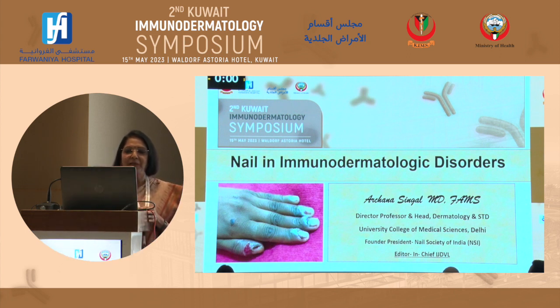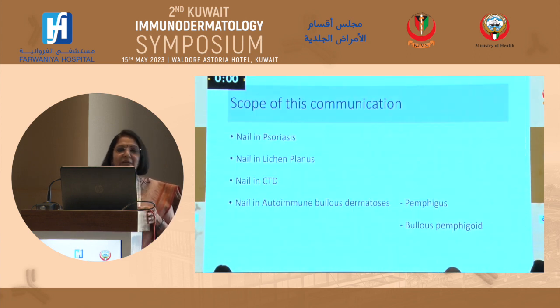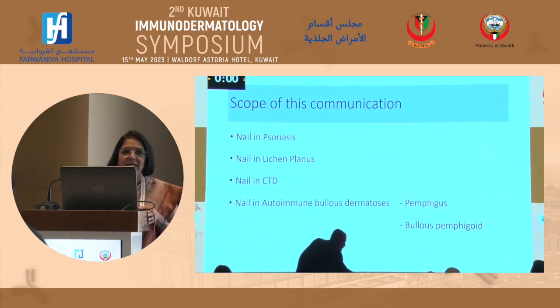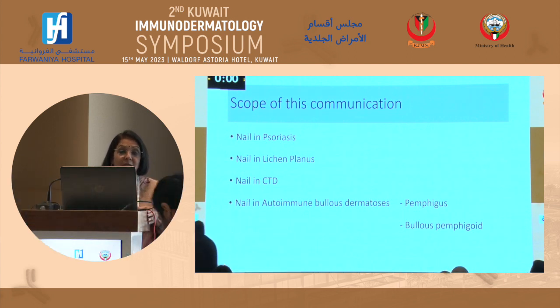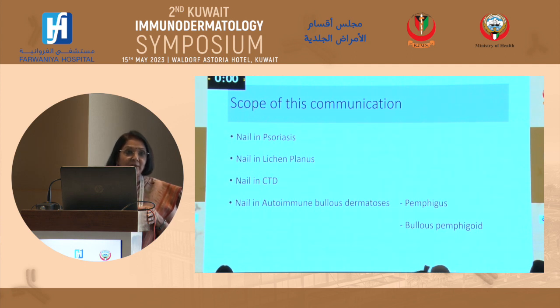So I'll be talking about nail in immunodermatological disorders. It's a huge area to talk about, but I will limit my talk to only 4 diseases: nail psoriasis, lichen planus, nail in connective tissue diseases, and autoimmune blistering disorders like pemphigus and bullous pemphigoid.